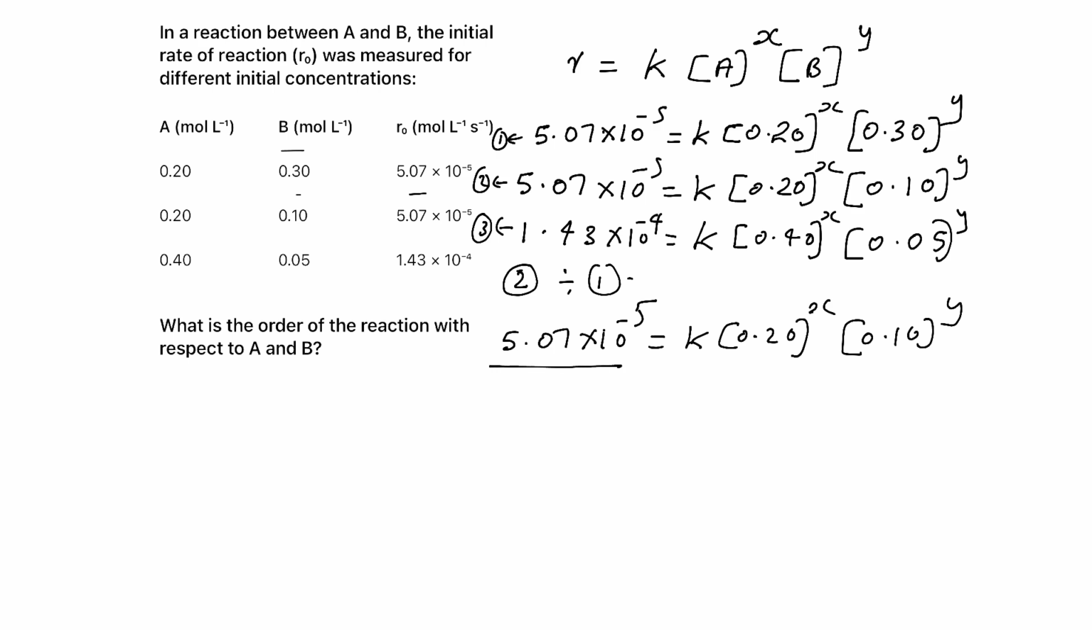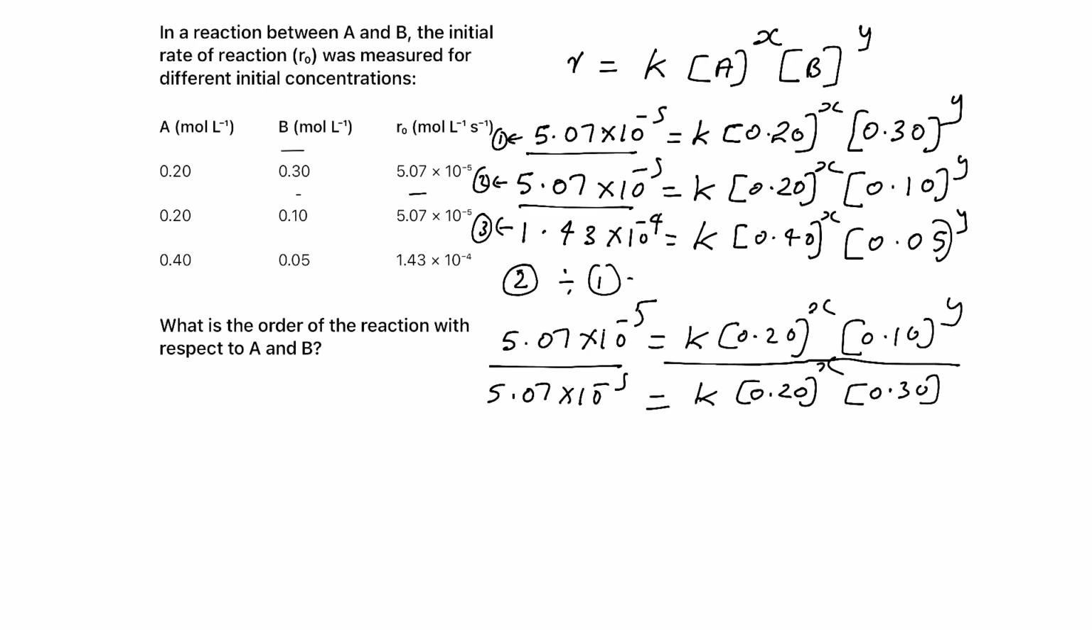Now divide by equation number 1, right? What is on the LHS? 5.07 into 10 raised to minus 5. Same only, right? Same. Now the RHS: K into 0.20 raised to X divided by, now, 0.30 raised to Y. Correct? Now this gets cancelled, so you get 1. K gets cancelled. This gets cancelled. So what is left? 0.1 raised to Y by 0.3 raised to Y.